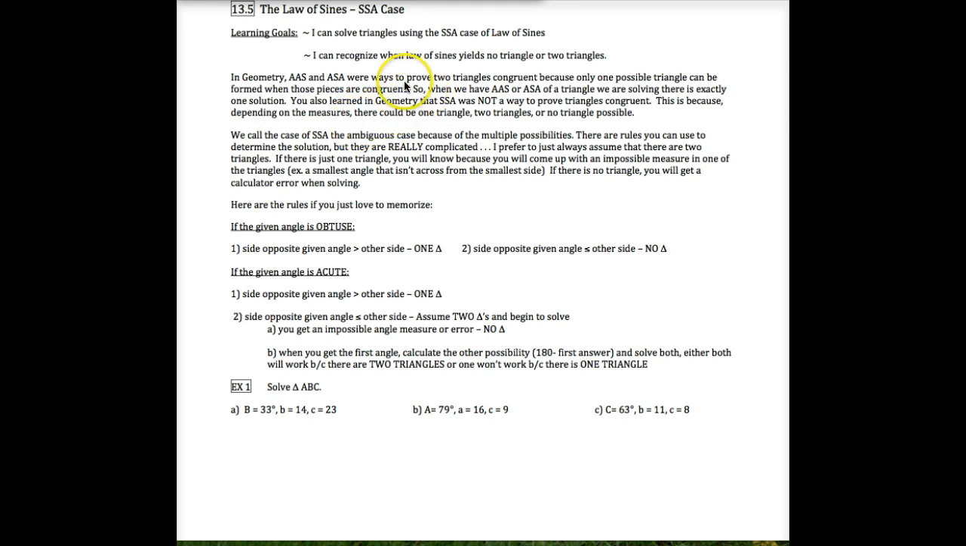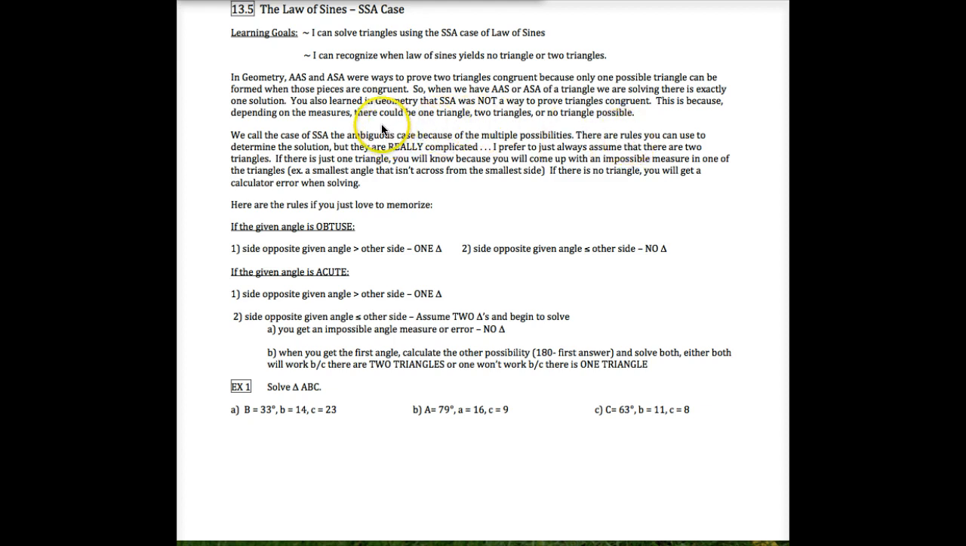Now, you also learned in geometry that side, side, angle was not a way to prove triangles congruent. And your geometry teacher may have showed you how multiple triangles could be possible and probably taught you to remember that the reason why side-side angle is not a way to prove triangles congruent is because if you read the letters backward, it spells a bad word. So you cannot use side-side angle as a way to prove triangles congruent.